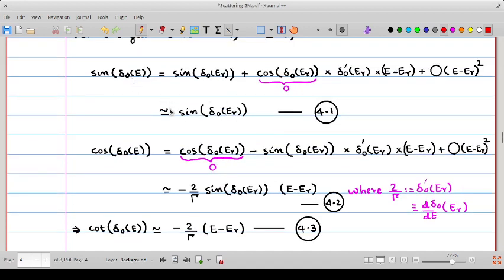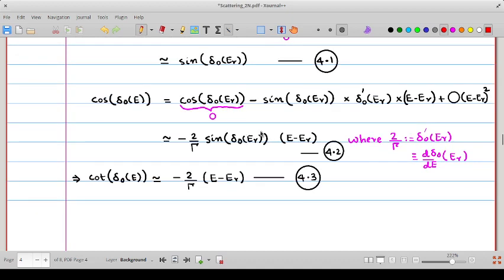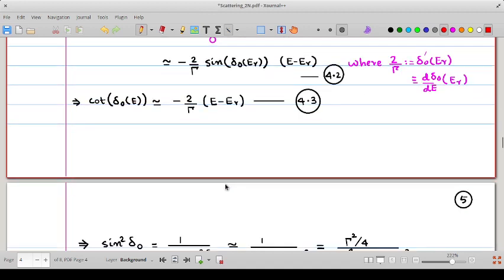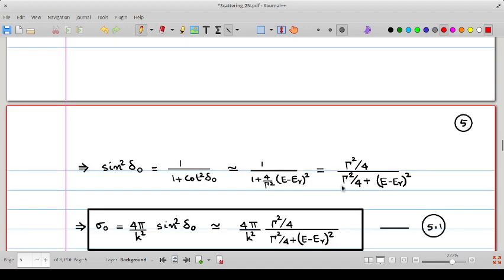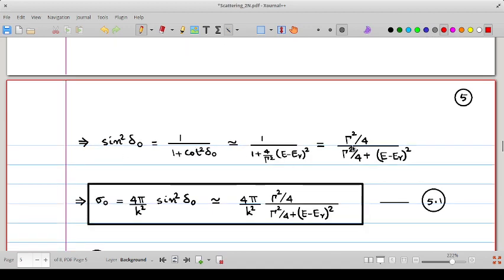And sine delta 0, as we have already obtained, is sine of delta 0 ER. Now, cot delta 0 E is cosine delta 0 divided by sine delta 0, which using this equation simply becomes minus 2 by gamma times E minus ER. Now, sine square delta 0 can be written as 1 by cosec square delta 0. Again, cosec square is 1 plus cot square delta 0. And substituting for cot square from equation 4.3, we get sine square delta 0 approximately equal to gamma square by 4 divided by gamma square by 4 plus E minus ER the whole square.